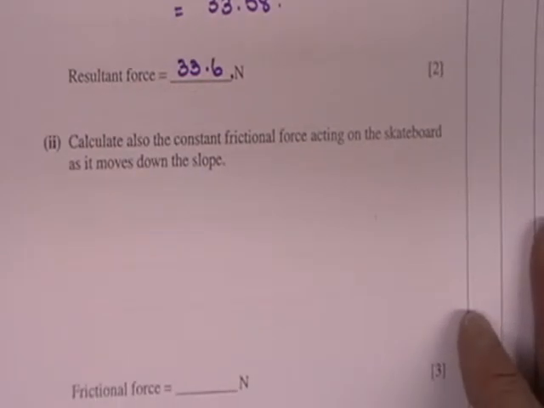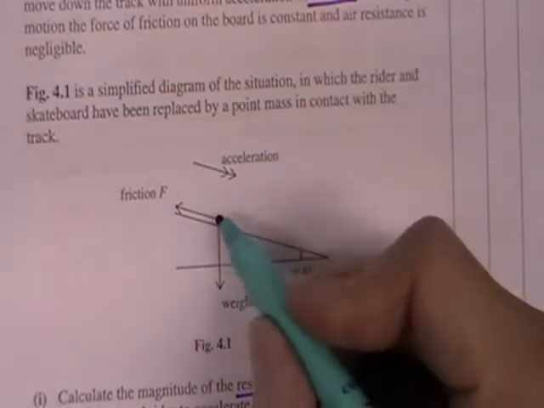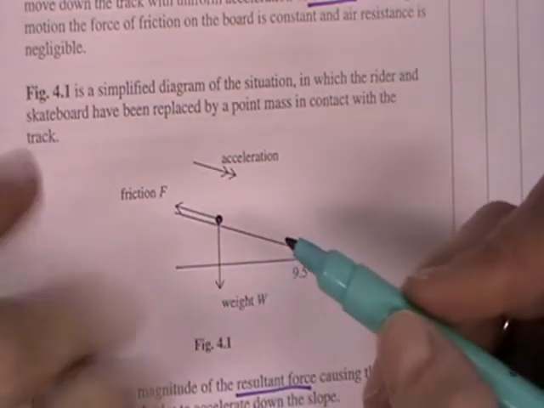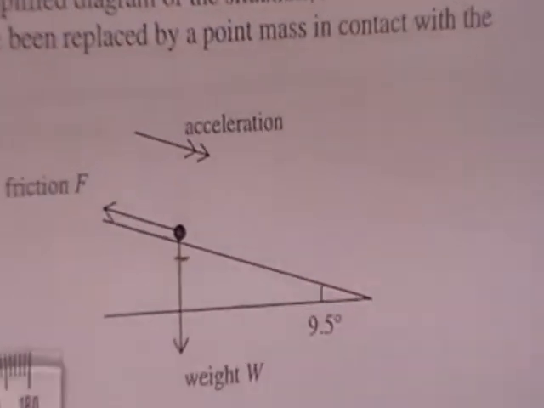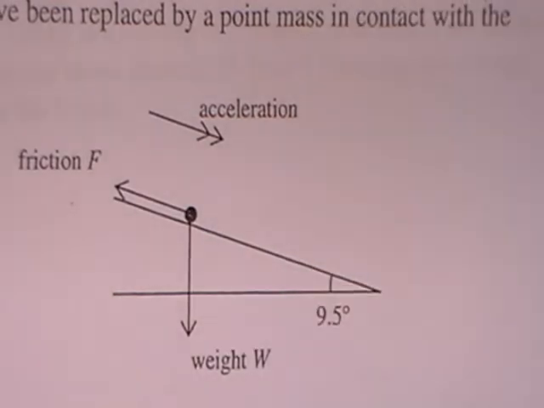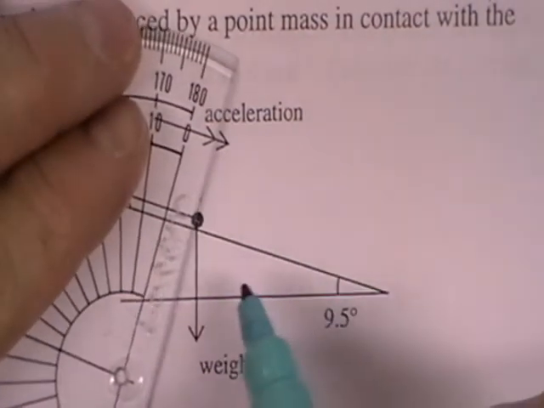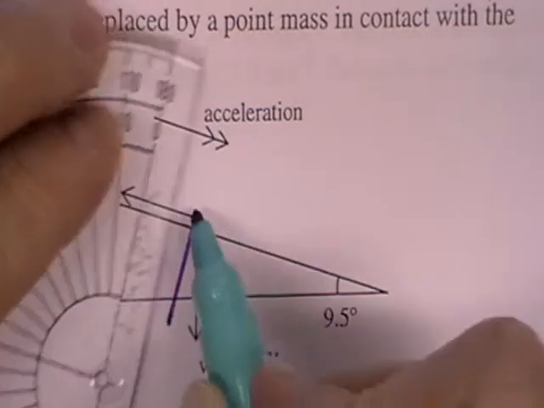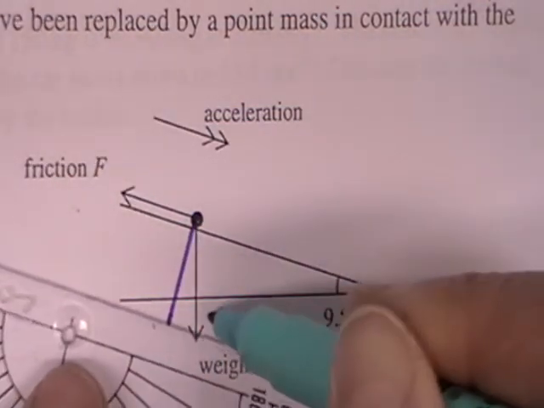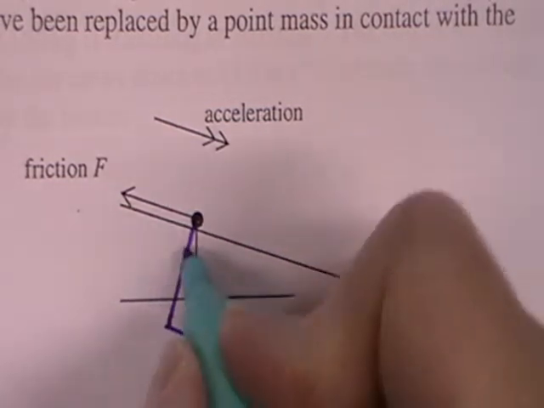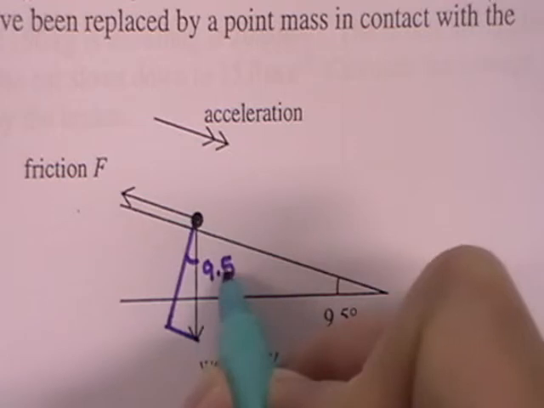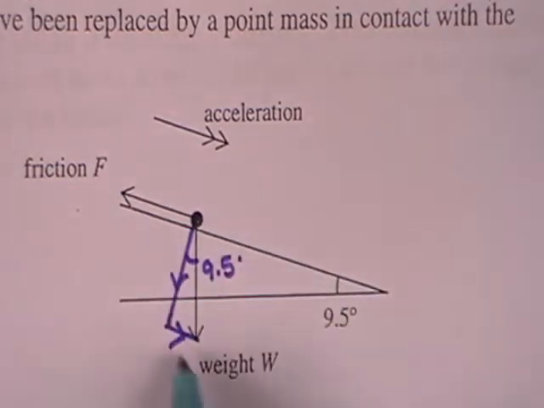Calculate also the constant frictional force acting on the skateboard as it moves down the slope. Now this is where you have to start resolving the weight and then working out what the frictional force is. So if I just scan in a wee bit so you can see that a wee bit better. When we resolve the weight, as usual, we draw a right angle triangle, and this component is always at right angles to the slope. So right angle triangle, that is your 9.5 degrees. And then this is the weight here, and this is a component of the weight, the one with sine in it, so it's W sine 9.5 degrees.